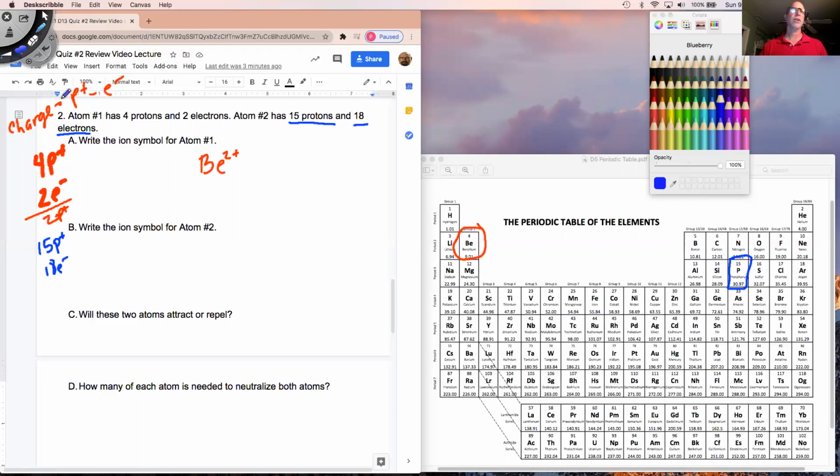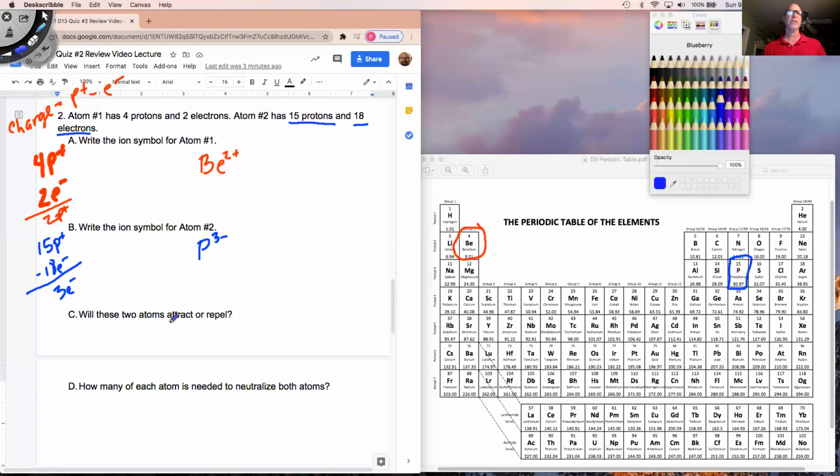And again, the charge equals the protons minus the electrons. So 15 minus 18 equals negative 3. Since the electron number is bigger, there's more electrons. That means there's going to be 3 extra electrons, which means the charge on this one is going to be 3 minus. So this phosphorus here is going to have a 3 minus charge. And that is everything that's being asked of these first 2 questions.